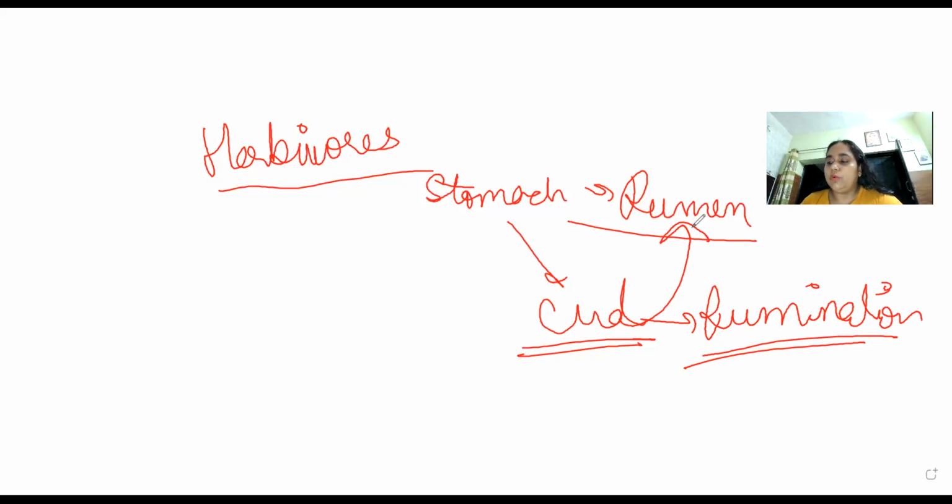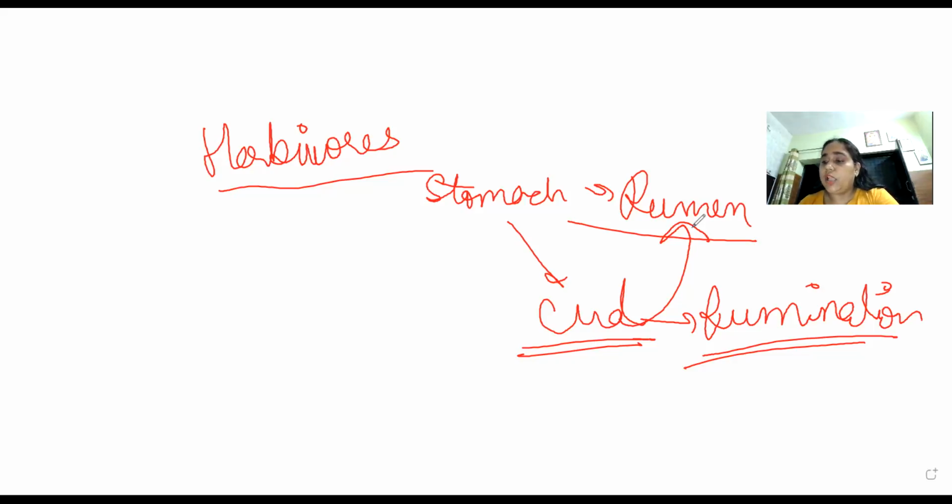So this is about the animals' digestion. Rest all part is the same. It goes to the small intestine, then it goes to the large intestine. The function of the small intestine is again the same. The villi are there, the food is absorbed in the form of blood, and whatever leftover food is there is thrown out from the large intestine, right?